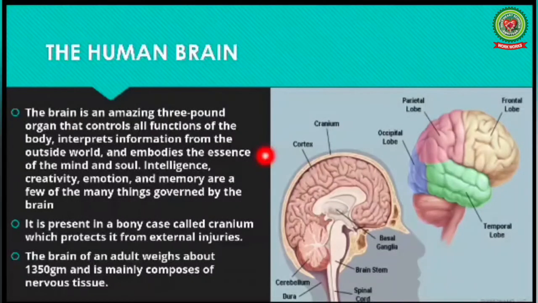Now comes the human brain. The human brain is an amazing 3-pound organ that controls all functions of the body, interprets the information from the outside world and embodies the essence of the mind and soul. Intelligence, creativity, emotion and memory are few of the many things governed by brain. It is present in a bony case called cranium, which protects it from external injuries. The brain of an adult weighs about 1350 grams and is mainly composed of nervous tissue.